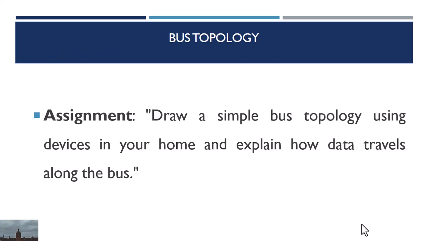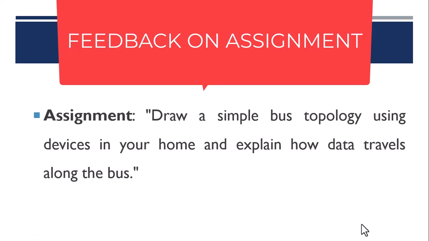The diagram of a bus topology was clear and well labeled. The explanation of data travel along the bus was accurate and concise. Now let us discuss some areas for improvement in this assignment. Discuss potential issues in the bus topology, such as data collisions and how they can be mitigated. Explore how network performance can be affected by the number of devices and data traffic in a bus topology.